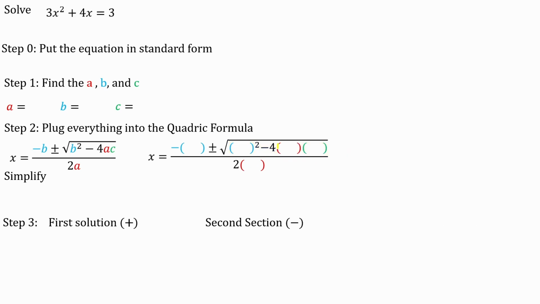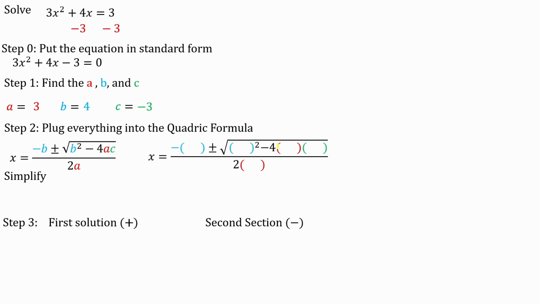All right, let's do the second question. Let's put it into standard form. So we have to subtract 3 from both sides to make sure it equals 0. In standard form, it is 3x squared plus 4x minus 3 is equal to 0. The a is 3, the b is 4, and the c is negative 3.